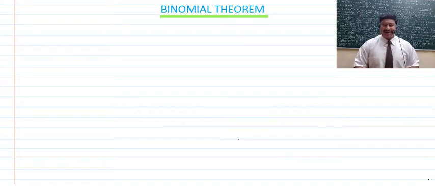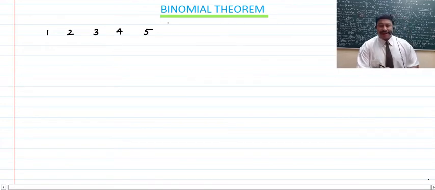Now, children, let's quickly try and understand that if we have some small finite number of terms, then how do we find out the middle term or the middle terms, right? For that matter, let us first consider that we have, say, 5 numbers: 1, 2, 3, 4, 5, right? Now, all of these numbers have been written in order.